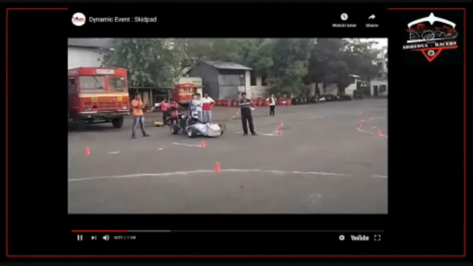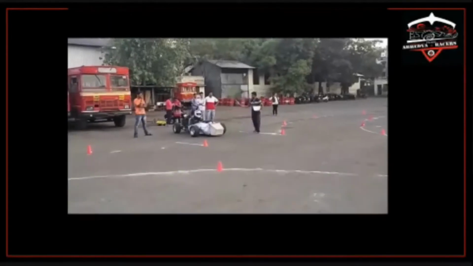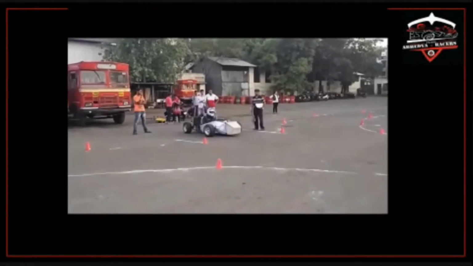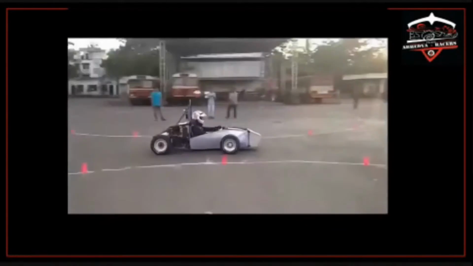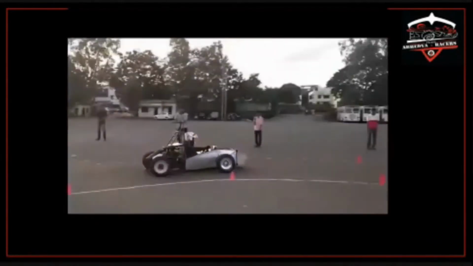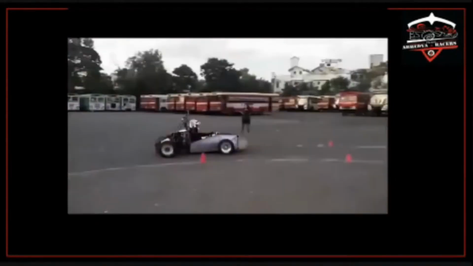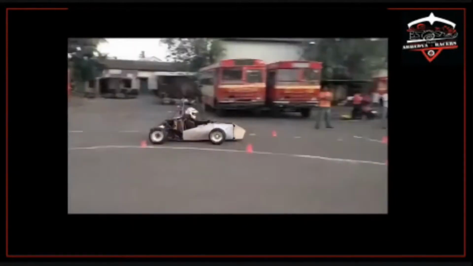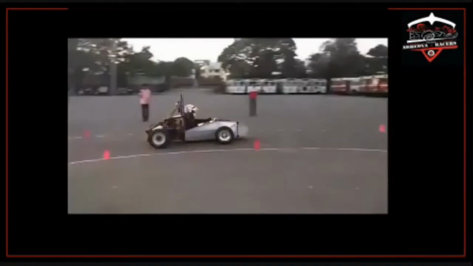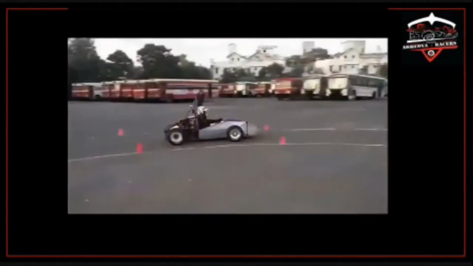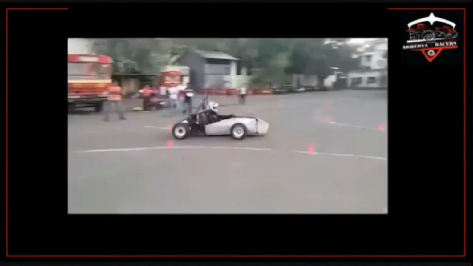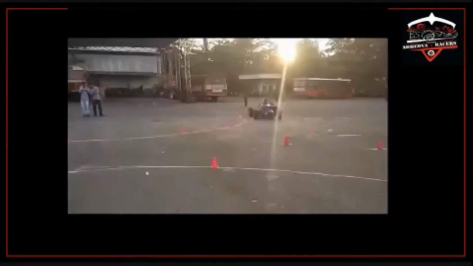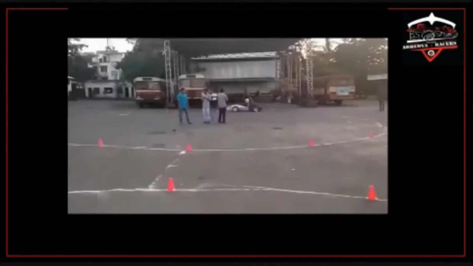Next up is the skid pad event. In this event, the cornering speed of the car is measured. The cornering speed is the maximum speed at which the car turns at the corner. The racetrack is in the form of the digit 8, and the car is supposed to make 2 full rounds of the racetrack.